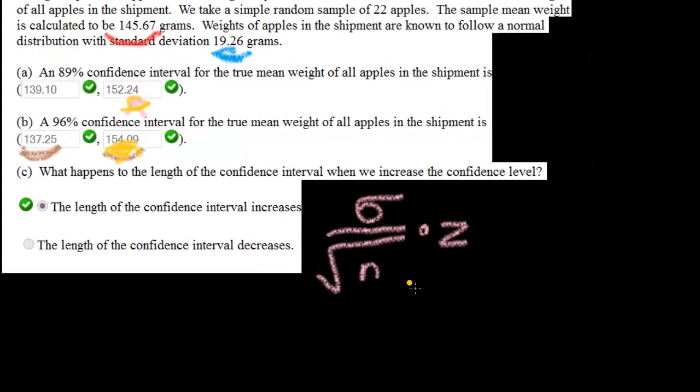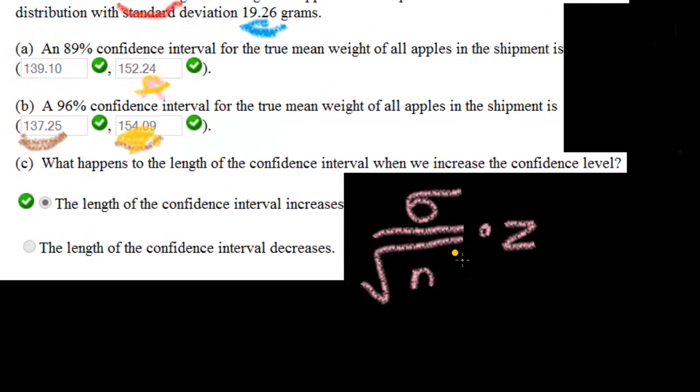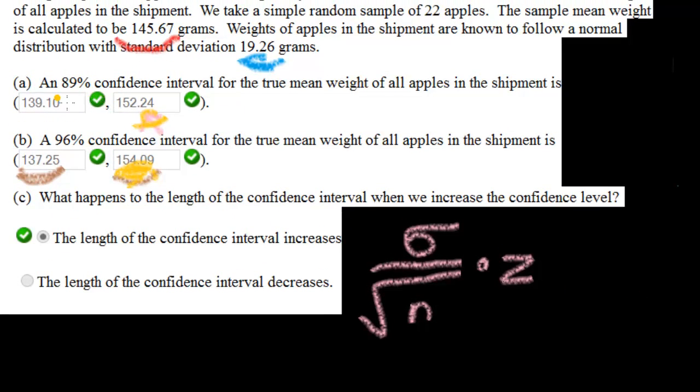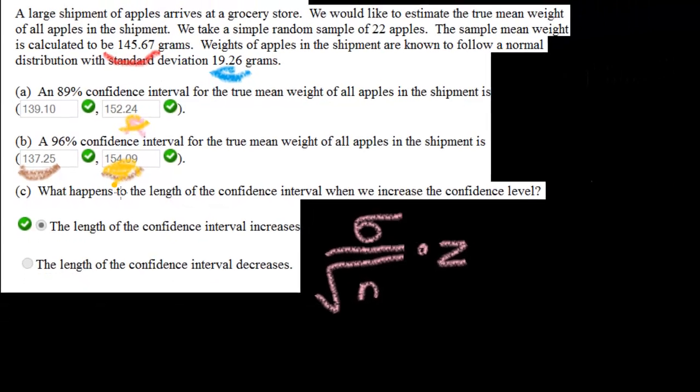Now let's move on to question C. What happens to the length of the confidence interval when we increase the confidence level? We just saw, if you compare these two, we had a confidence level of 89%. We had from 139 up to 152. We increase the confidence level to 96, now we have 137 up to 154. This one has a longer confidence interval. Therefore, we can say that whenever we increase the confidence level, whenever we want to be more confident about something, it increases the length of the confidence interval.